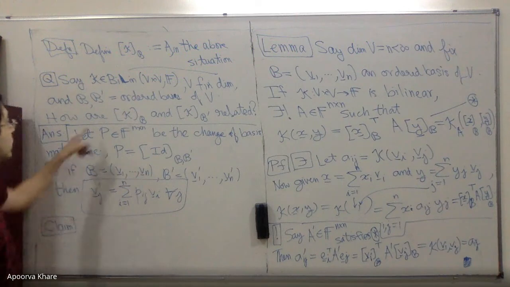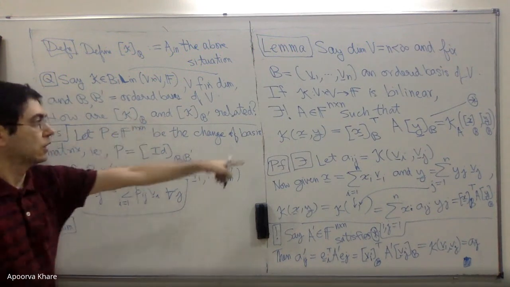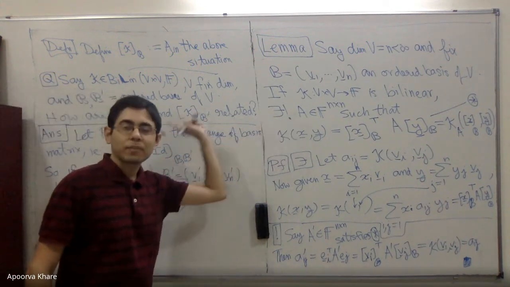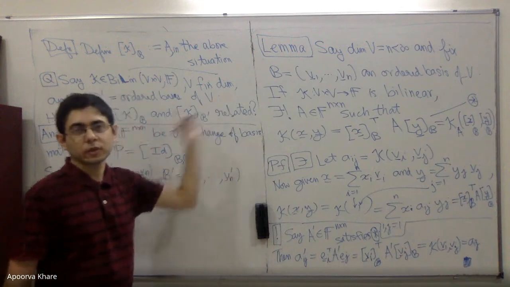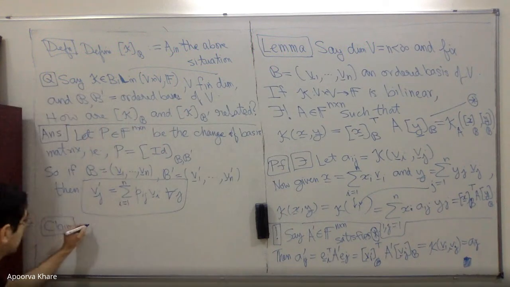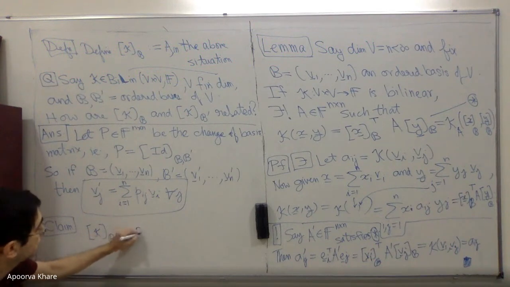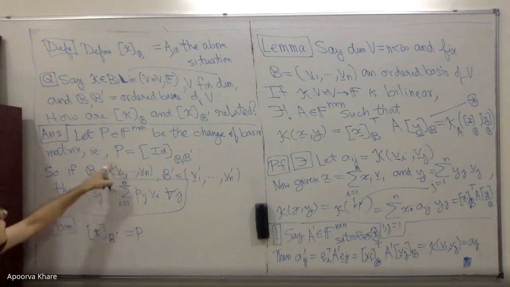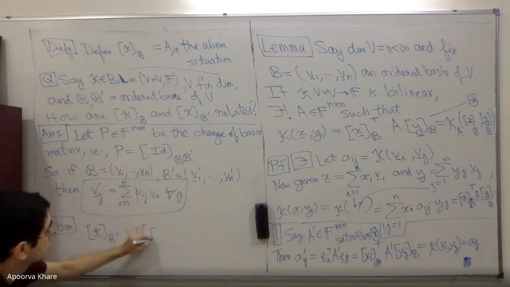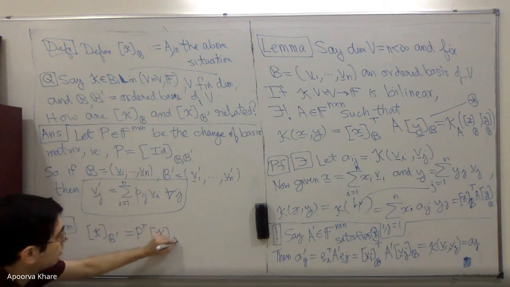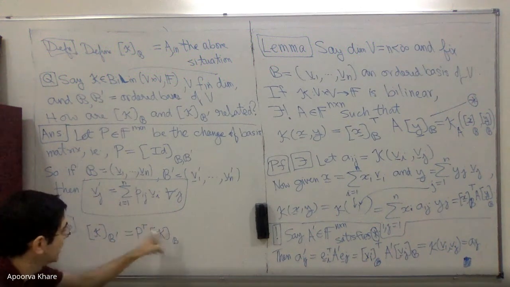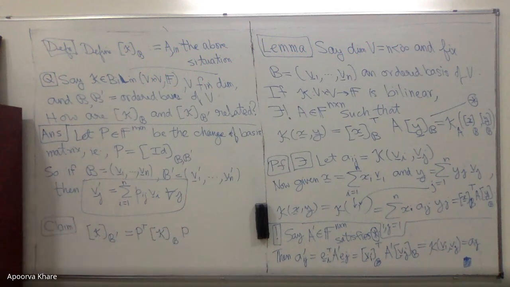What was the question? The question was how are the unique matrices of kappa with respect to B and kappa with respect to B prime related? Here is the answer. Kappa B prime is P, let's see, P is B prime, so it should be P transpose. Normally, you remember you have P and P inverse. Here you have P and P transpose.